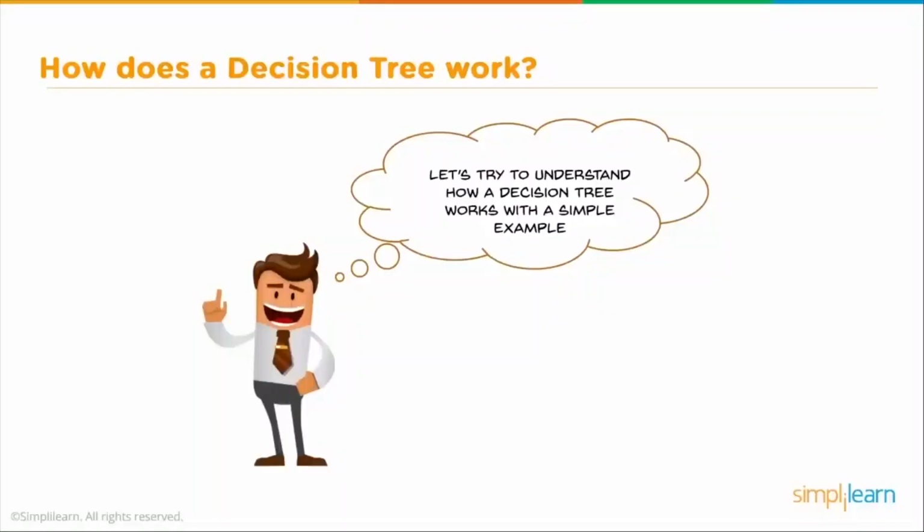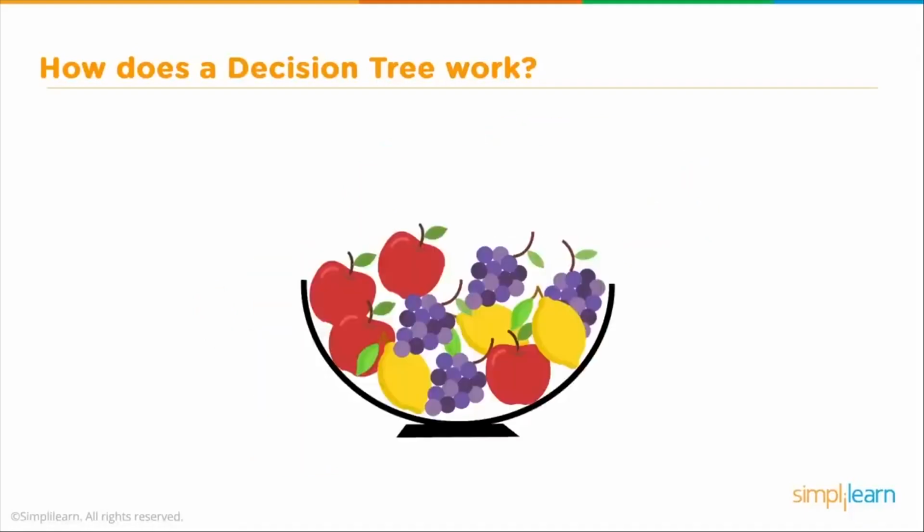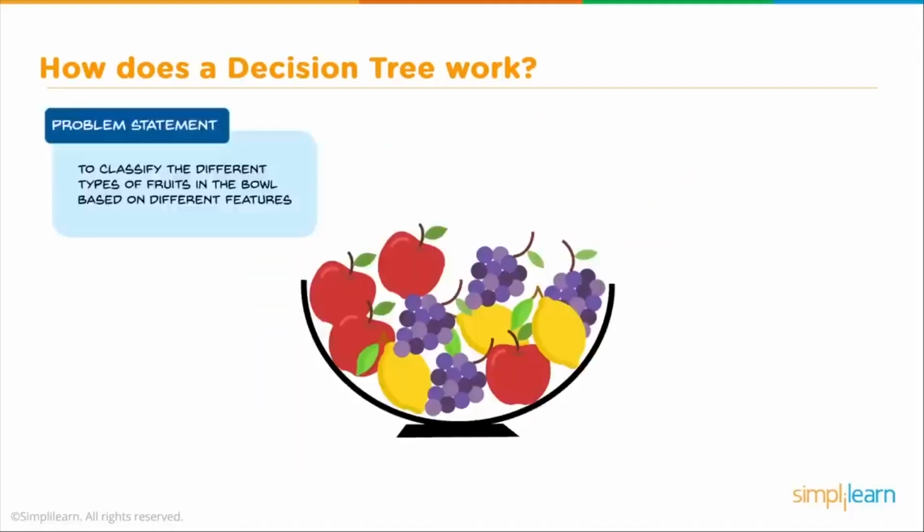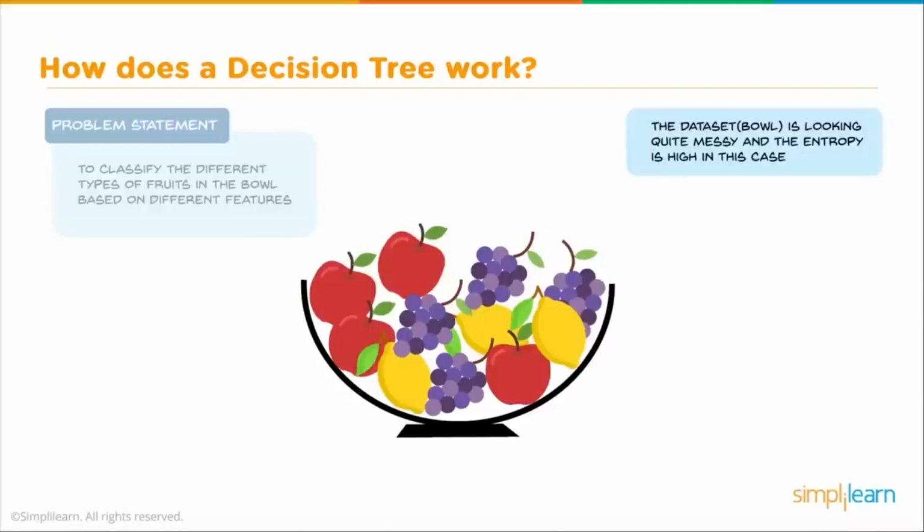So let's try to understand this, and let's use a simple example, and we'll stay with the fruit. We have a bowl of fruit, and let's create a problem statement: we want to classify the different types of fruits in the bowl based on different features. The data set in the bowl is looking quite messy, and the entropy is high in this case. So if this bowl was our decision maker, it wouldn't know what choice to make. It has so many choices. Which one do you pick? Apple, grapes, or lemons?